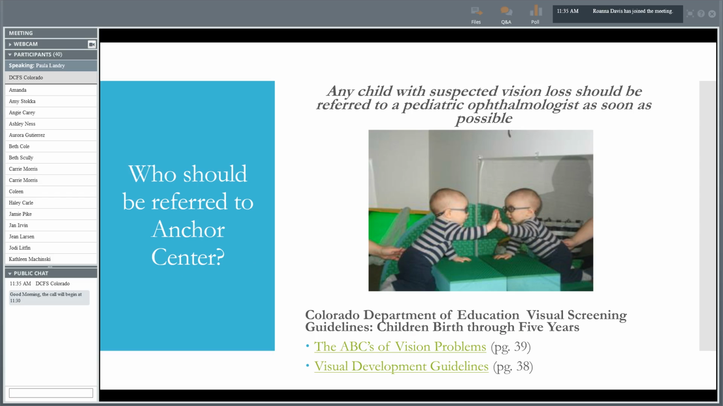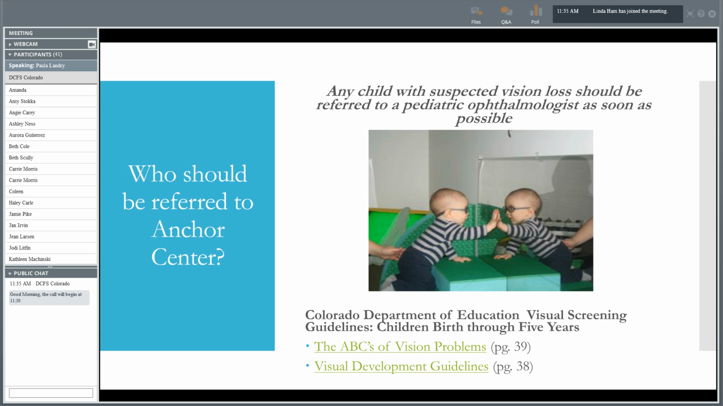With who should be referred to Anchor Center. I know that sometimes there are questions and confusion about whether a child has a visual impairment and what types of eye conditions rise to the level of visual impairment. So attached here are the ABCs of vision problems and visual development guidelines. I have links to those or copies of them that I can email out to you, so you will have copies of those too. They're taken directly off the Colorado Department of Ed website under the vision tab.